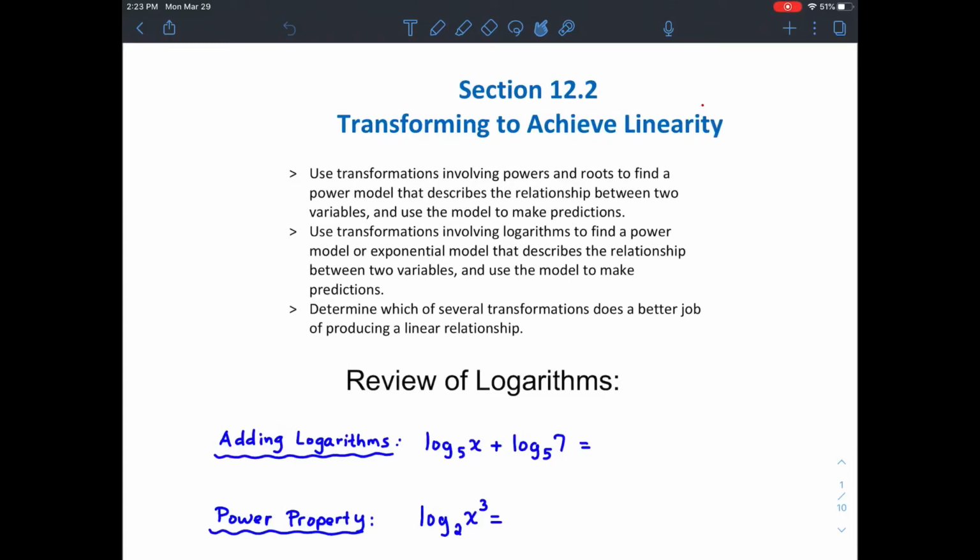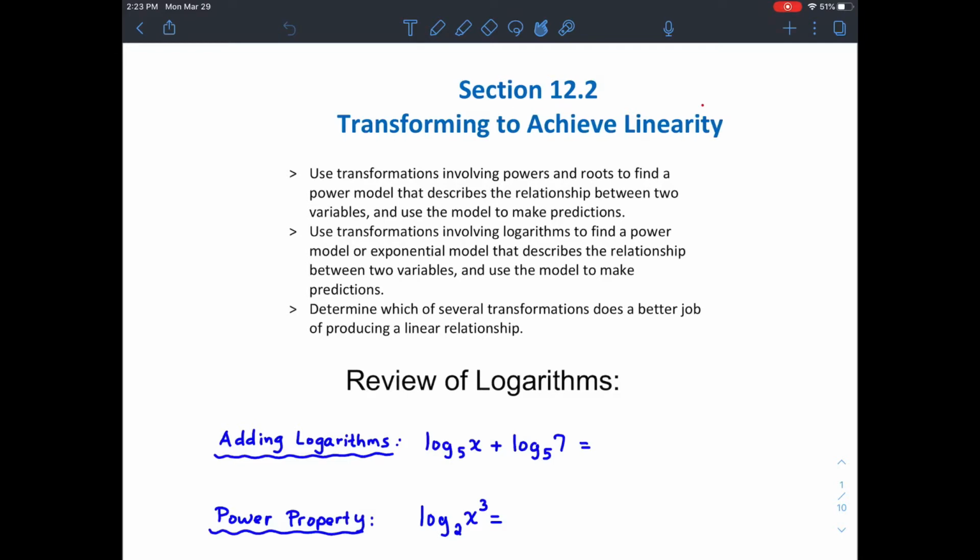Okay, this is the last section in the textbook, Chapter 12, Section 12.2. Probably going to do about the most math that we've done all year in this section. What we're going to be looking at here in this section is when you collect a set of data and you put it in a scatter plot, what if that scatter plot is not linear?